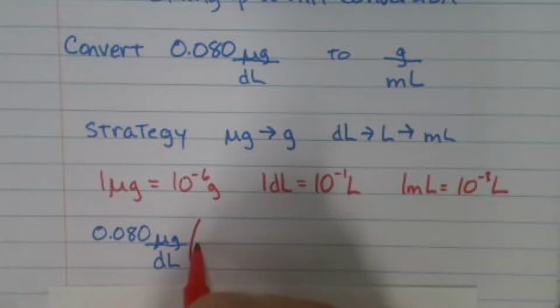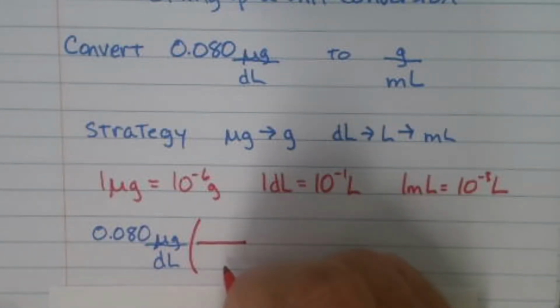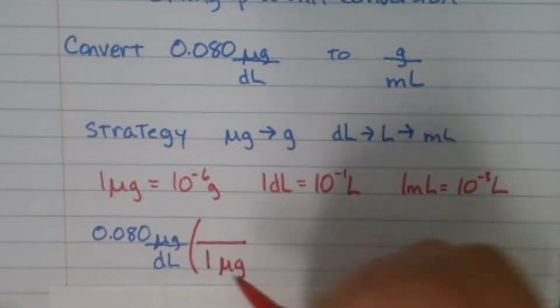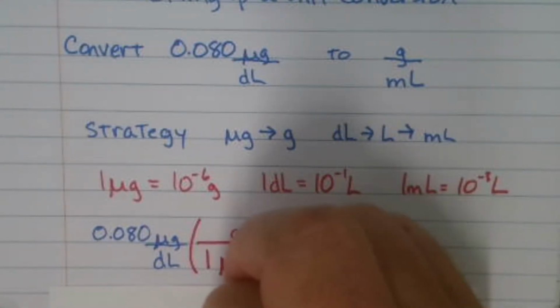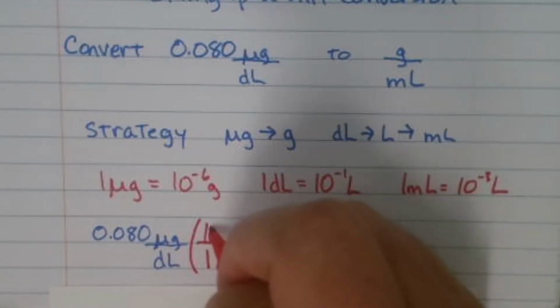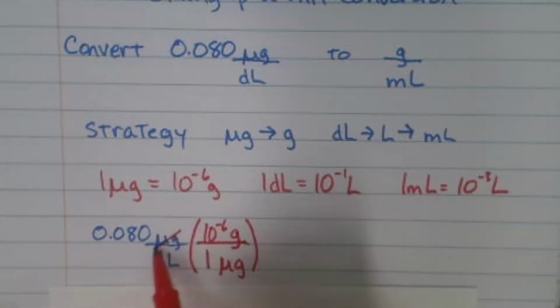Micrograms, we want to convert that micrograms to grams. So if you look at our original unit micrograms, this is on top. So we want to convert that by putting micrograms on the bottom. Micrograms. And if you come over here, we see that it's 1 microgram. We're converting from micrograms to grams, so we put grams on top. That's 10 to the negative 6. Micrograms cancels.